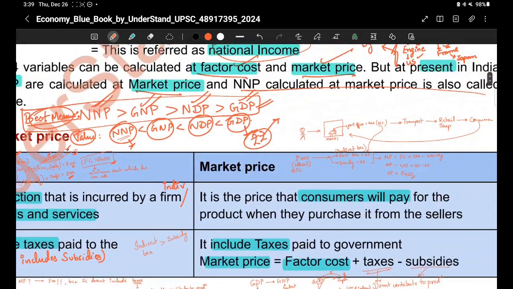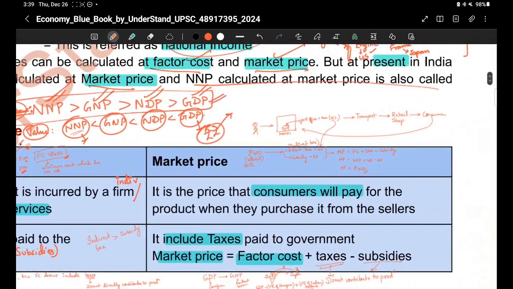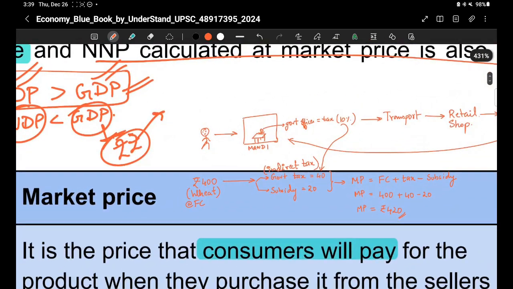Okay, next, market price. This is the price that consumers will pay for the product when they purchase it from sellers. Consumers are paying for the product when they purchase it from sellers. For example, the same thing.